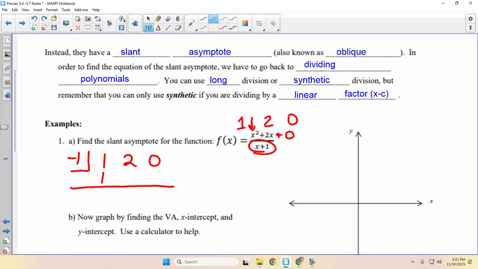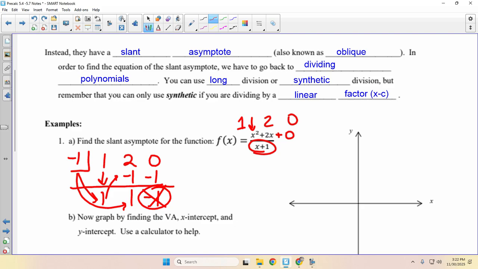We're going to drop down the first number, and then we multiply and add. Negative 1 times 1 gives us negative 1. 2 minus 1 is 1. Negative 1 times 1 is negative 1. 0 minus 1 is negative 1. We're going to ignore the remainder. So to find the oblique asymptote, we ignore the remainder.